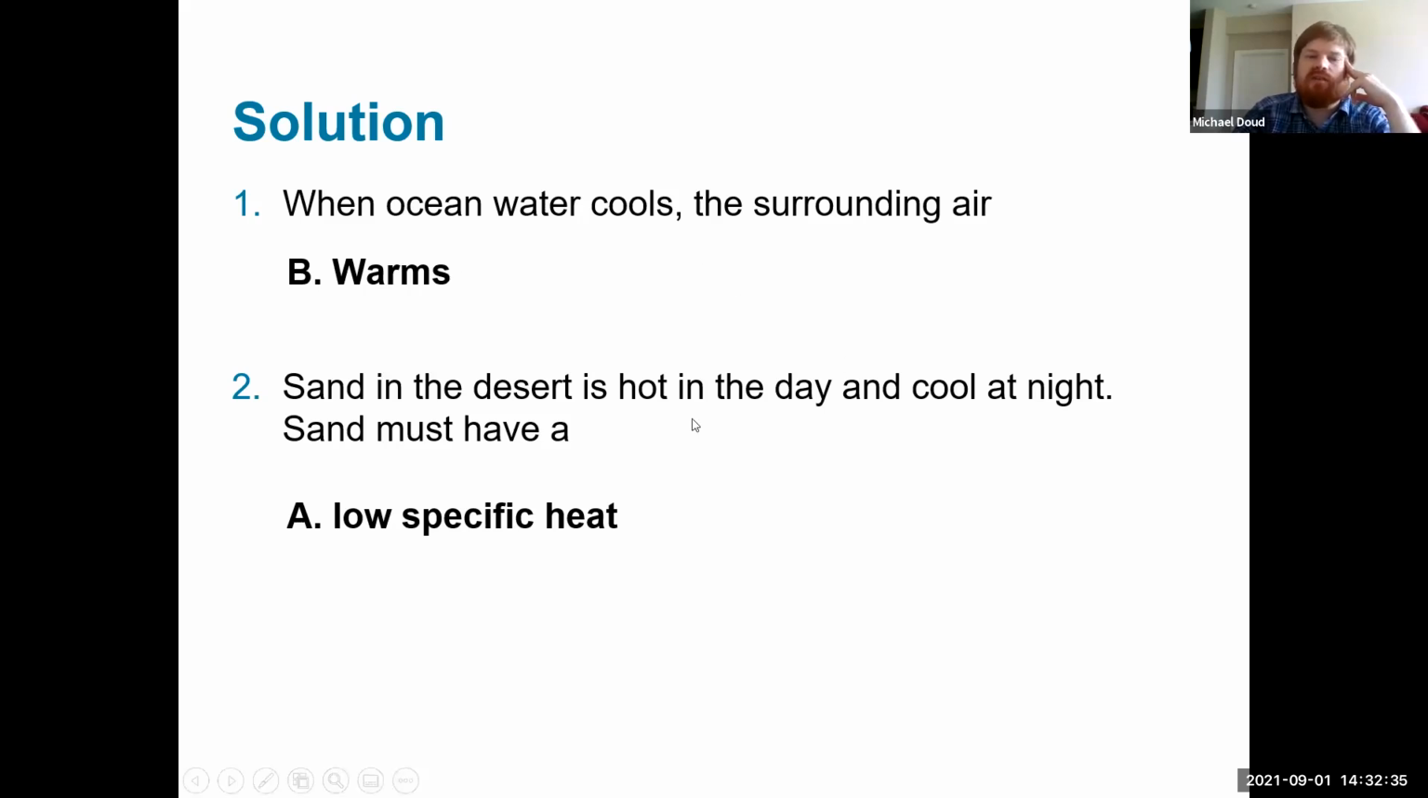Okay, and then sand in the desert is hot in the day and then it cools down quickly at night. The fact that it cools so quickly at night tells us that it has a low specific heat. In other words, it's easy to heat by the sun and it's easy to cool once the sun goes away.